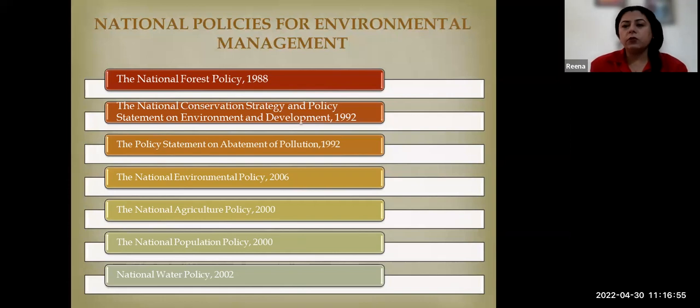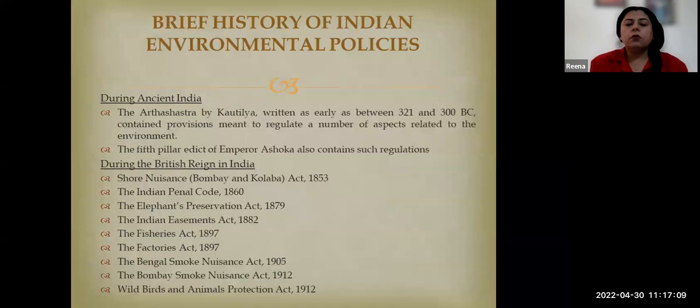Forest policy can also be considered as a sectoral policy for the forest department, but because it helps in overall maintenance of environment in the country, it can also be considered for environment management in totality. So how it evolved, this gives you a brief history of the evolution of environment policies in our country.